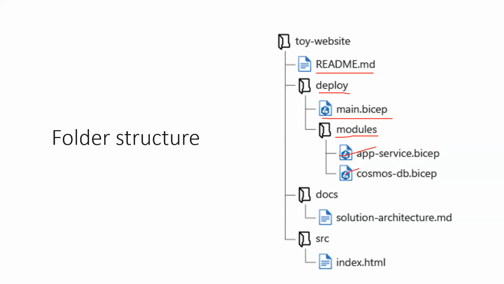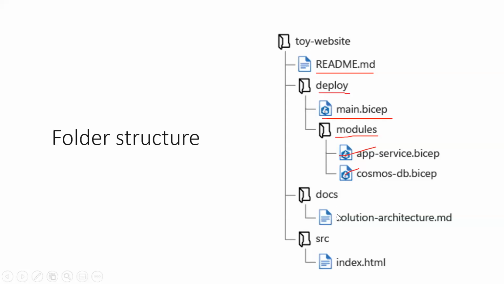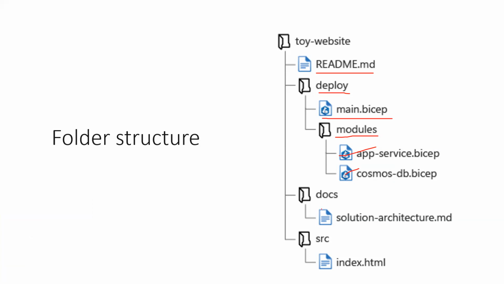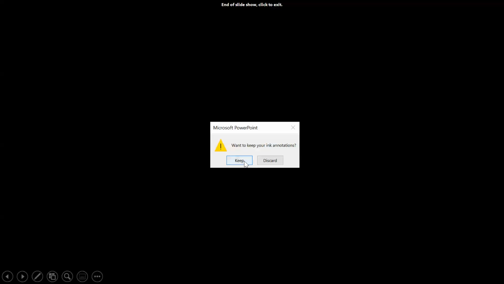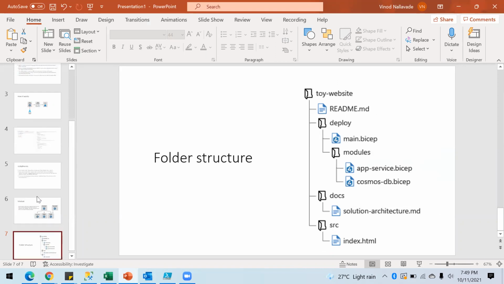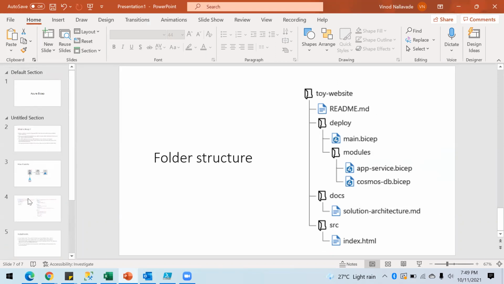But if you have a single environment, you can use this, like app service Bicep, and here they defined Cosmos DB. Then if you have any documentation, you can add it in the docs folder. And if you have any SRC folder, you can add it in the SRC folder. So this is a basic understanding, but let's start with everything that we need here.